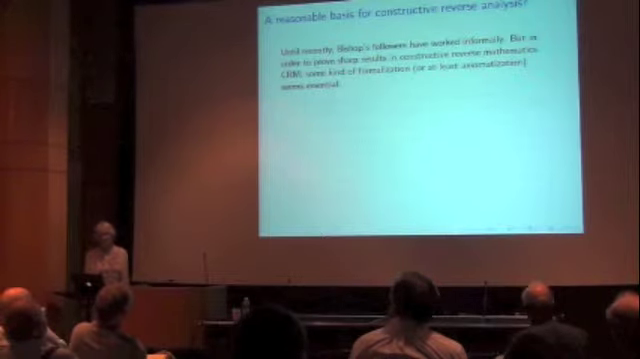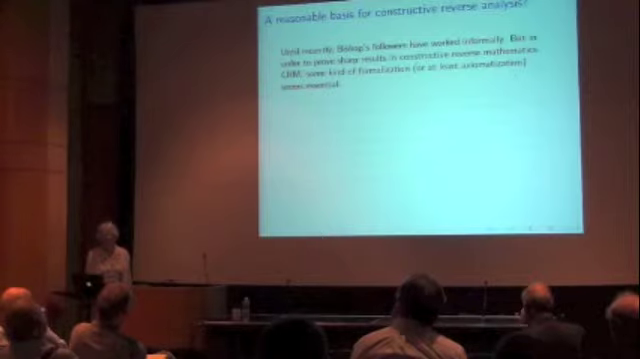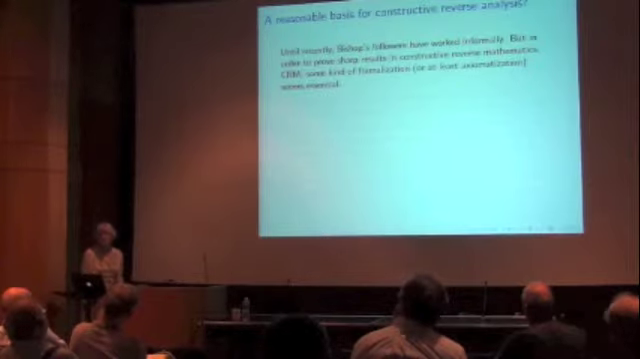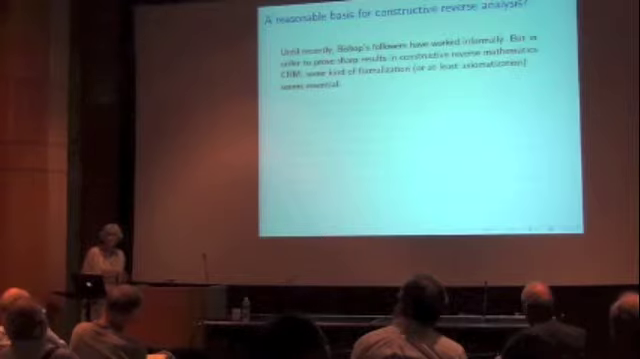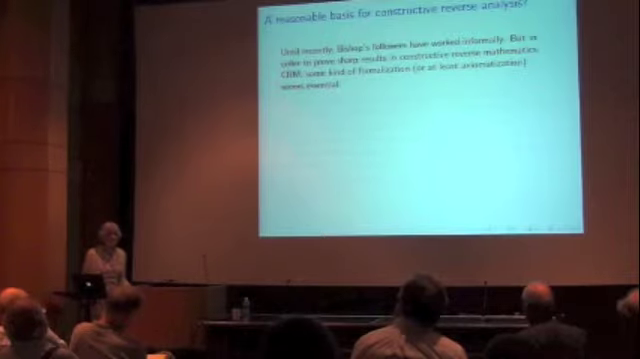However, before going into that, I want to suggest a reasonable way, perhaps, of simplifying constructive reverse analysis. Till very recently, Bishop's followers have insisted on working informally, and they've said things like, we can use constructive Zermelo-Frankel, we can use countable choice if we need it, but they don't often say exactly what they've used. So in order to get sharp results in constructive reverse mathematics, it does seem that some kind of formalization or at least axiomatization is needed.